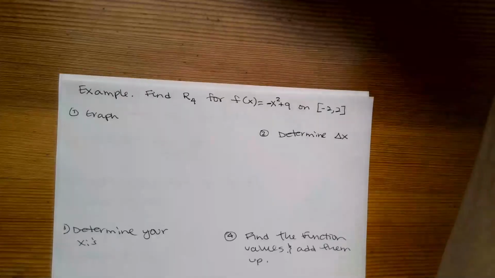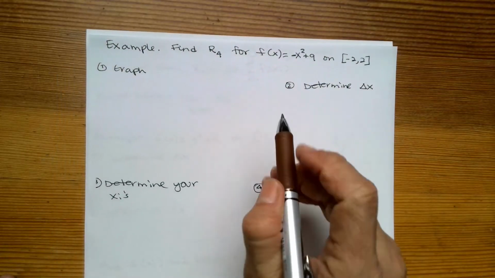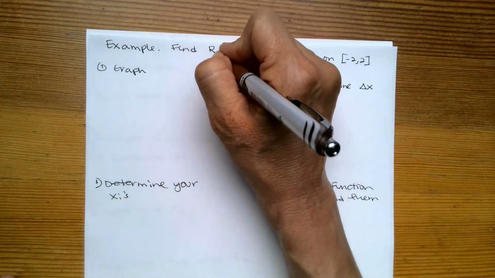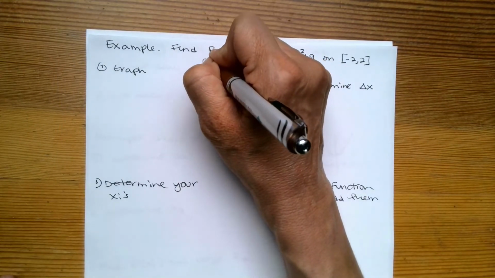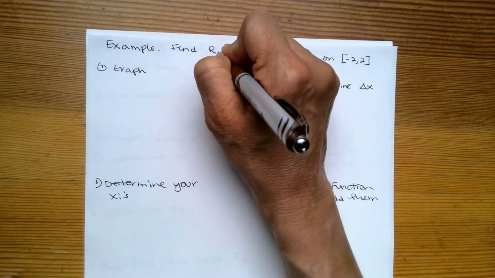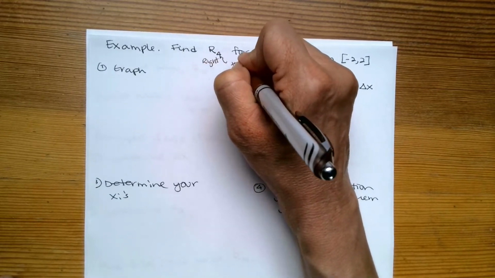Okay, so let's do an example. We're going to find r sub 4, so r for the right endpoint. That's what the r stands for. 4 is the number of rectangles.